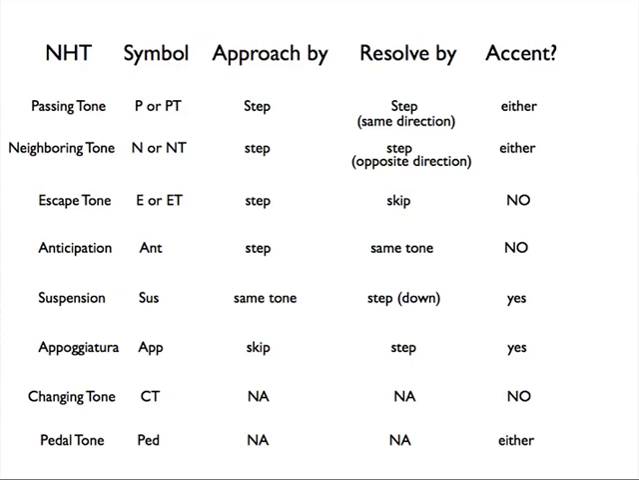Some, like passing tones and neighboring tones, can be either accented or unaccented. Suspensions and appoggiaturas are only found on strong beats, and escape tones and anticipations and changing tones are only found on weak beats, and some can be either.